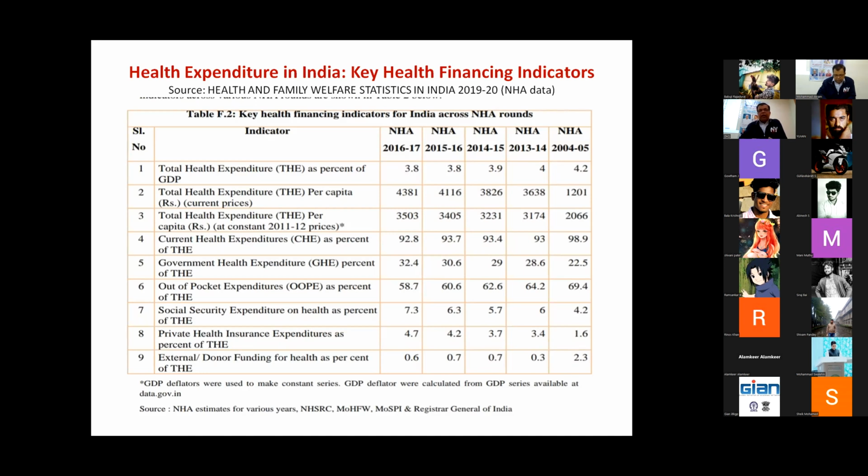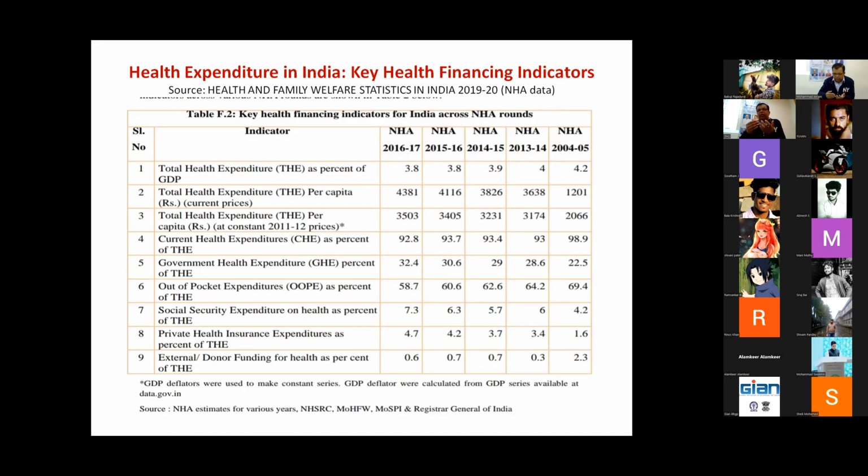And then we come to the next important thing, that is the private health insurance expenditure. The private health insurance expenditure has increased significantly. In 2004-05, it was 1.6%, and as of 2016-17, after a decade or something more, 4.7%. Almost 3 times increased, right? So this is the core understanding about the total health expenditure.